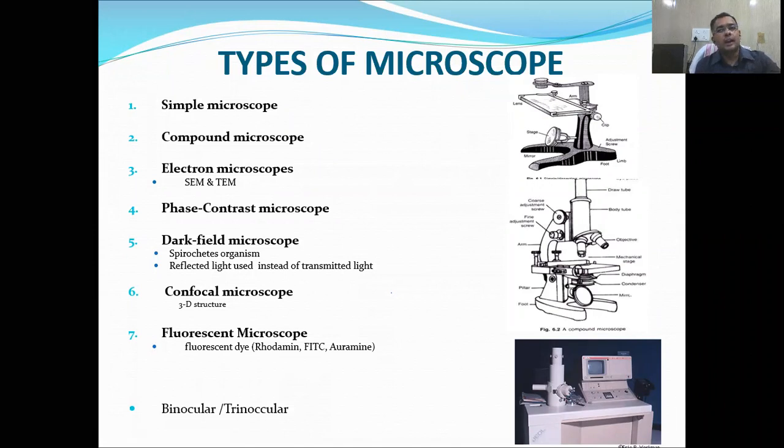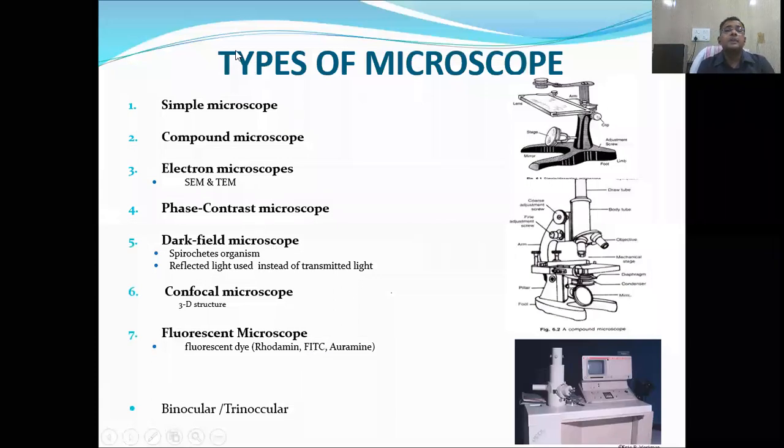If you are viewing an object stained with FITC and you use blue light, it will give green fluorescence. It absorbs the blue light and emits green color. Similarly, rhodamine will emit brick red light. For the fluorescent microscope, you must stain your slide with a fluorescent dye, and it must have a specific wavelength filter compatible with the dye you have used to stain. So that is the fluorescent microscope.